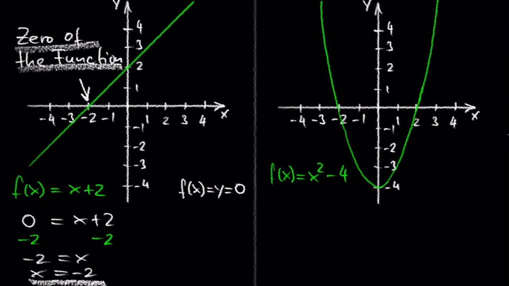The zeros of this function are the x-coordinates where the graph intersects the x-axis. We see the graph intersects the x-axis at -2 and 2. So the zeros of this function are -2 and 2. Notice that the y-coordinates at the intersections are 0.